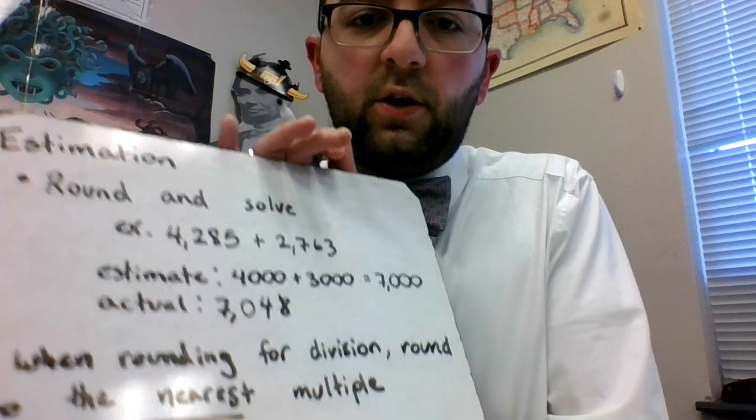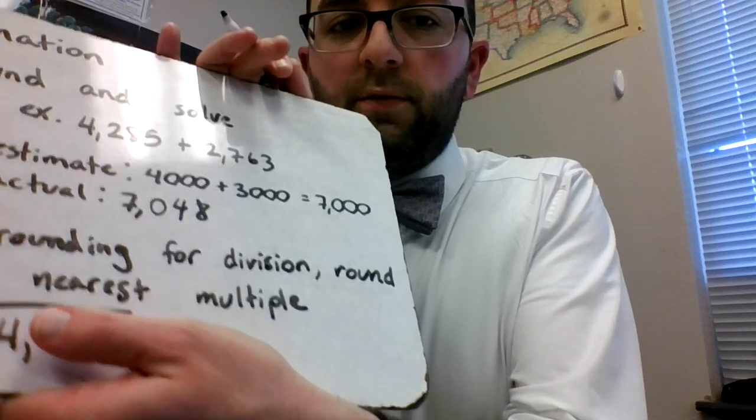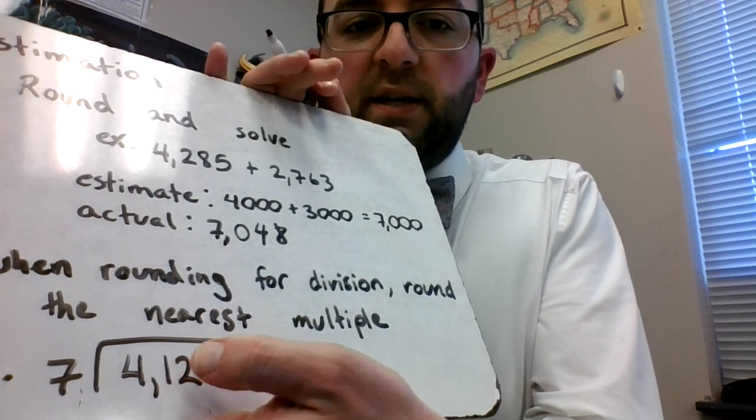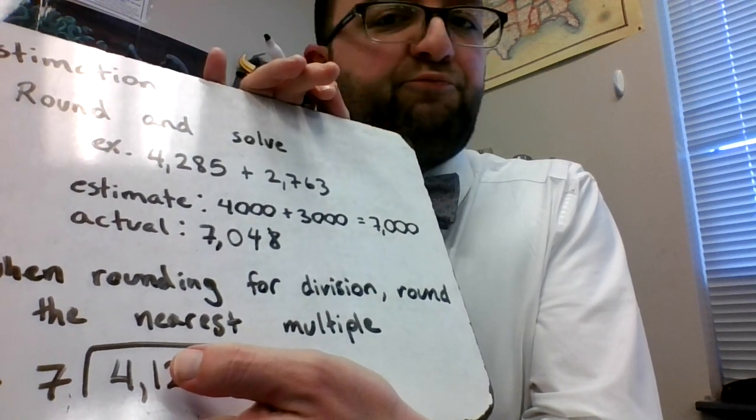4,128 divided by 7. Now, looking at that, if we just rounded normally to the nearest thousands place, that would just be 4,000. Or if we rounded to the nearest hundreds place, it'd be 4,100. Well, if we looked at those digits on their own, can 7 go into 4 by itself? No. Can 7 go into 41 evenly? No.